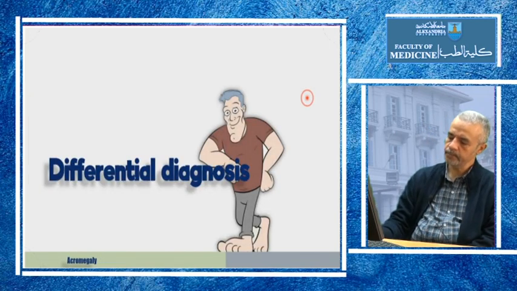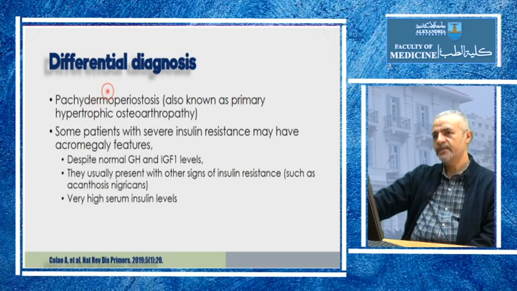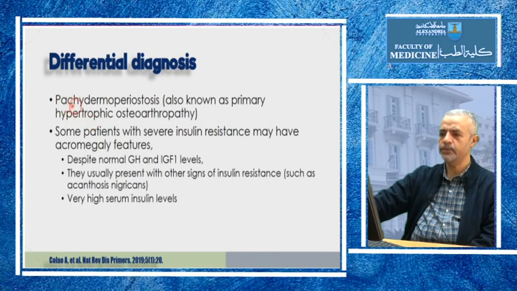About the differential diagnosis, other causes which may give a similar presentation to acromegaly include pachydermoperiostosis, also known as primary hypertrophic osteoarthropathy, and some patients with severe insulin resistance may have some acromegalic features. However, they have normal growth hormone and IGF-1.